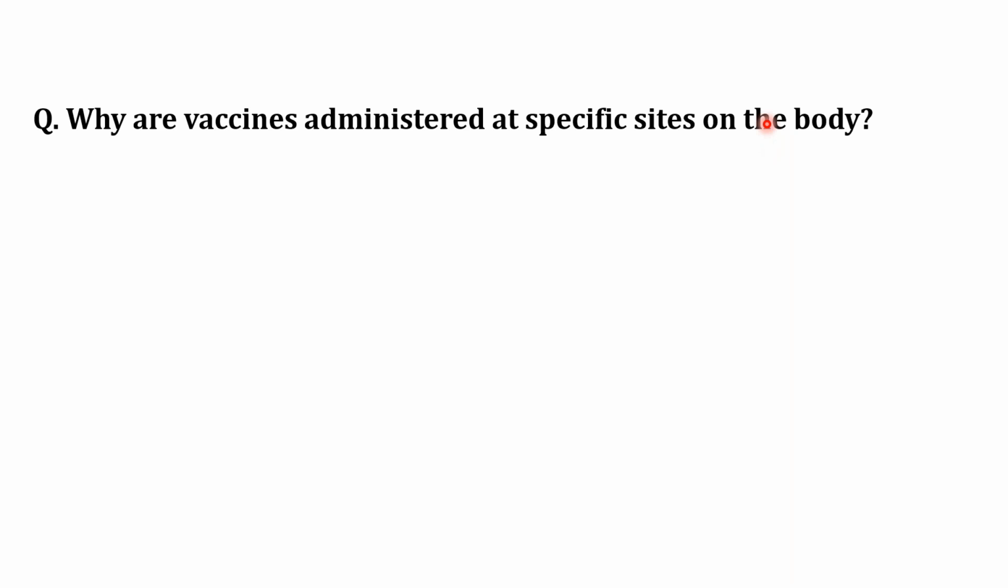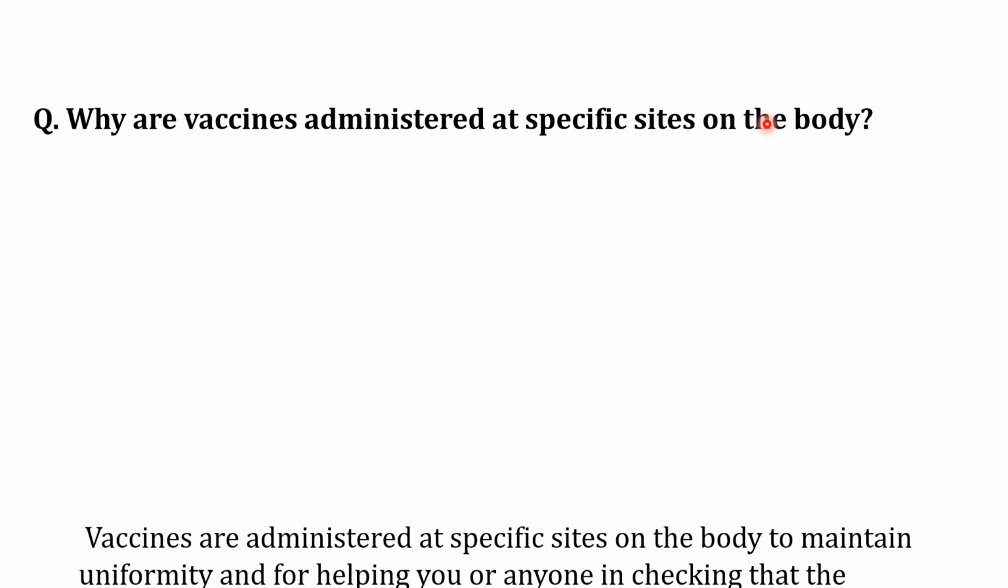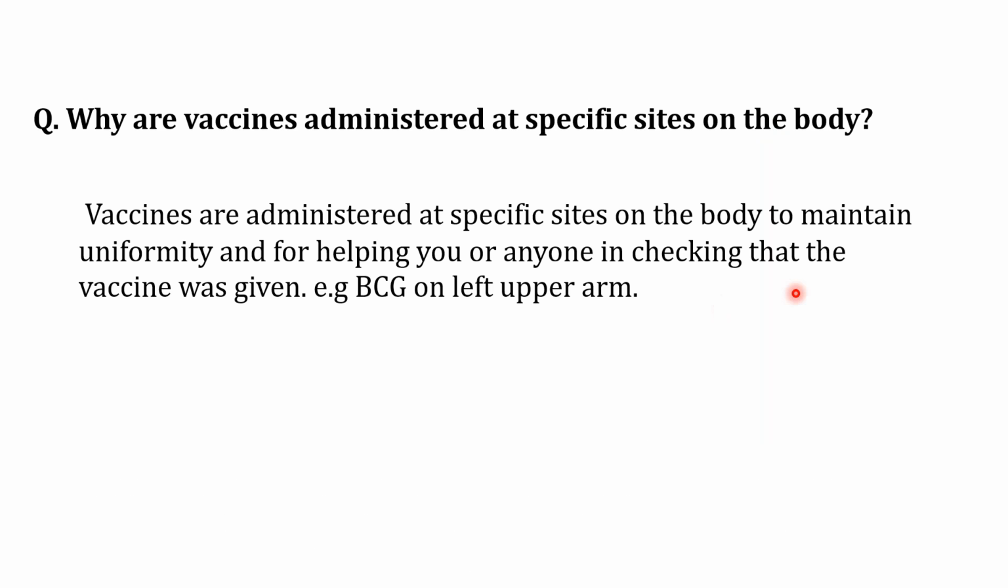So basically, these are the reasons why the vaccines are administered at specific sites on the body: to maintain uniformity and for helping you or anyone in checking that the vaccine was given, even though the parents might not remember the exact name of the vaccine, right? Like the BCG on the left upper arm. So, checking for BCG scar is a very integral part of examining a child.